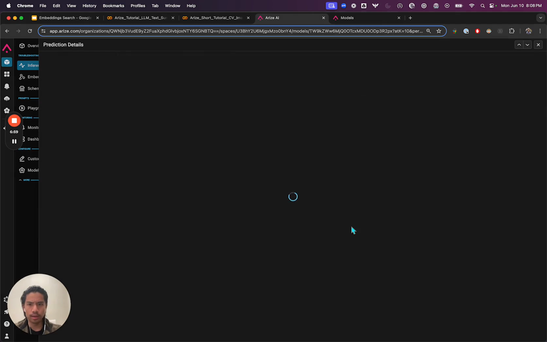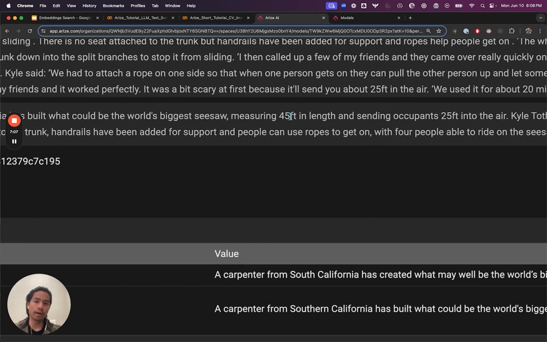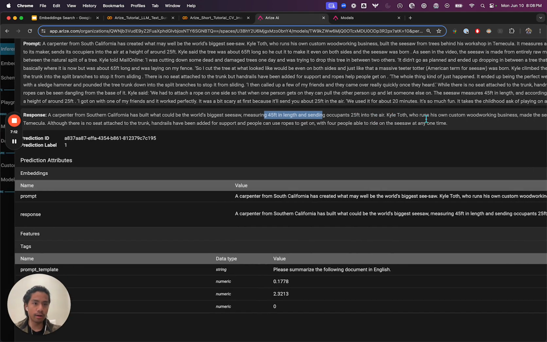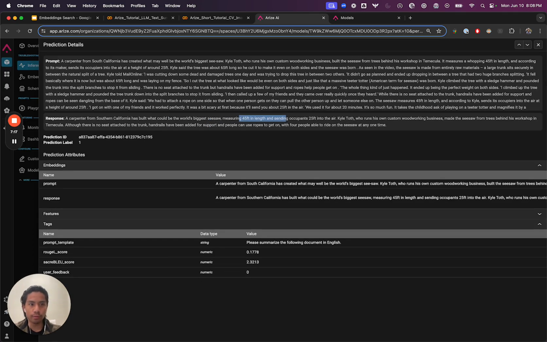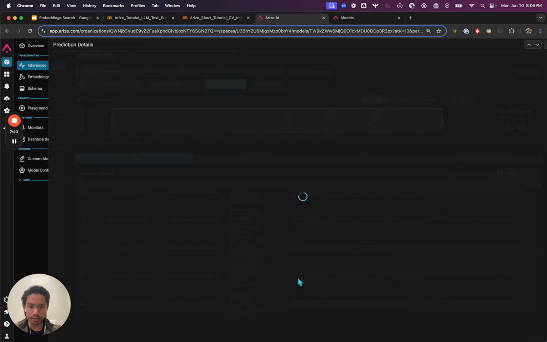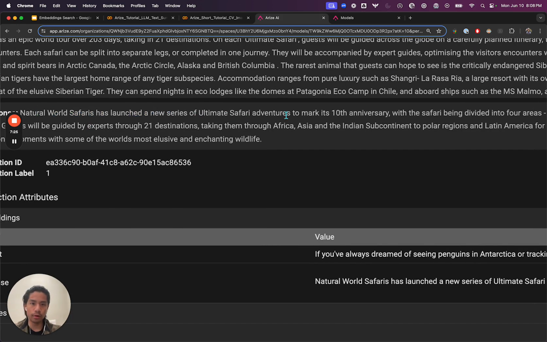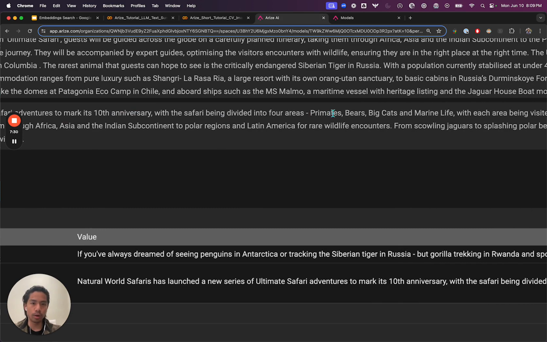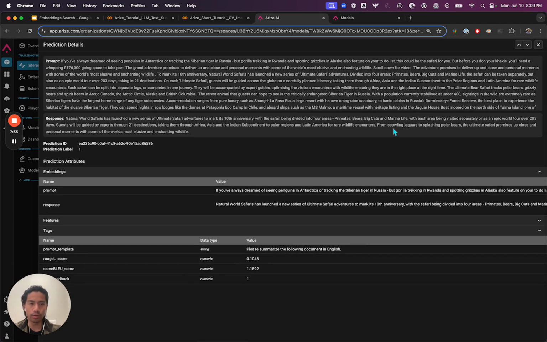Let's go to this one. This one is a carpenter from Southern California. Again, SoCal has built what could be the world's largest seesaw, measuring 45 feet in length and sending occupants 25 feet in the air. Also seems like a tourist attraction, also in Southern California. And then maybe we look at the last one here. Natural World Safaris has launched a new series of ultimate safari adventures to mark its 10th anniversary, with the safari being divided into 4 areas: primates, bears, big cats, marine lives, etc. So also seems like a wildlife park, a touristy area.